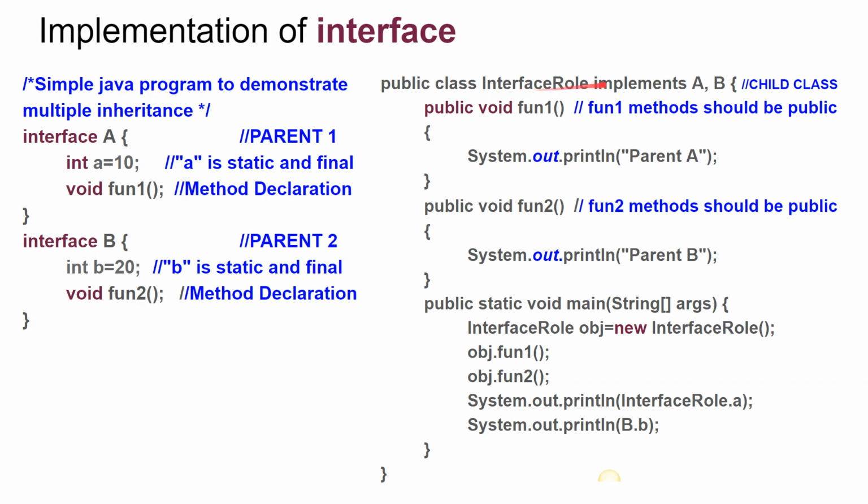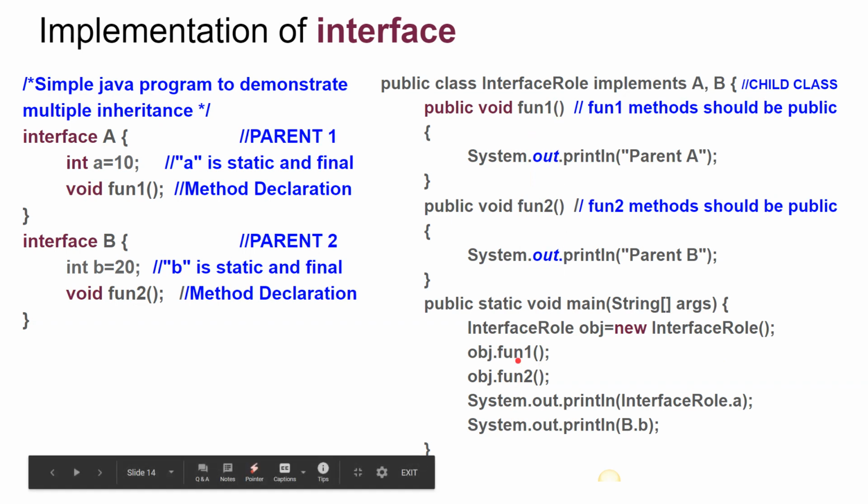Here is a very important point. The class is declared as: class role implements A, B. Implements A comma B is possible because Java can implement multiple inheritance through interfaces, but extends A comma B is not possible because Java does not support multiple inheritance of classes, right? So that is why implements A comma B is possible. Now how to access the members, fun1 and fun2? By creating the object of this class, right?